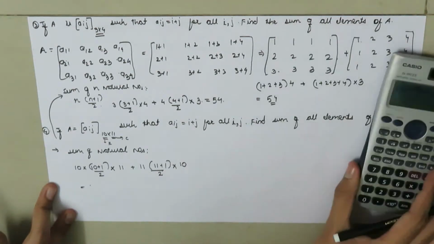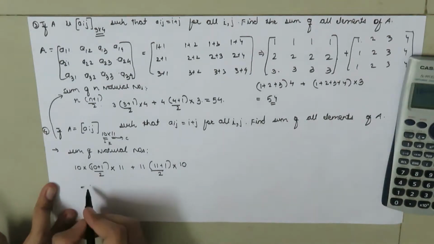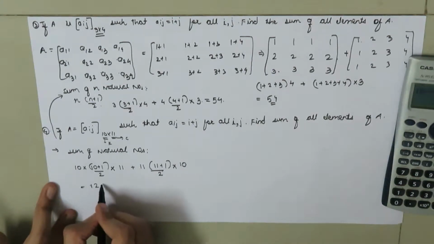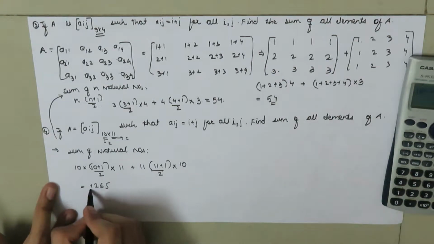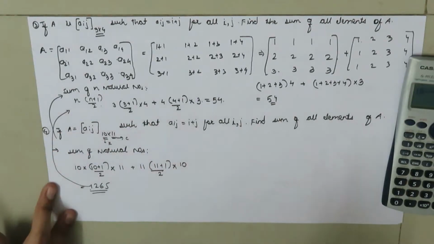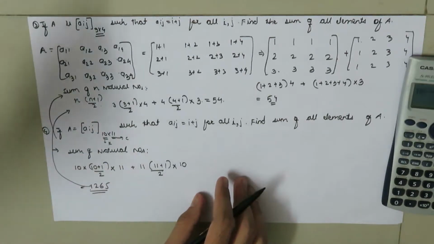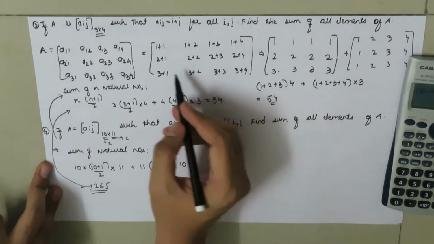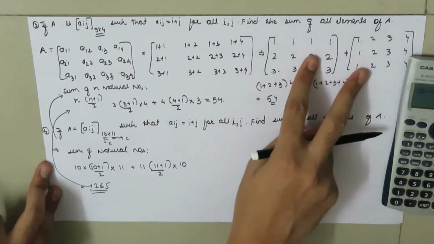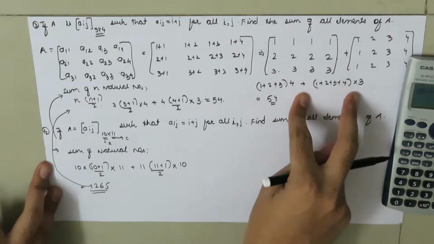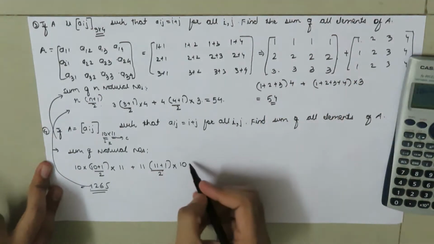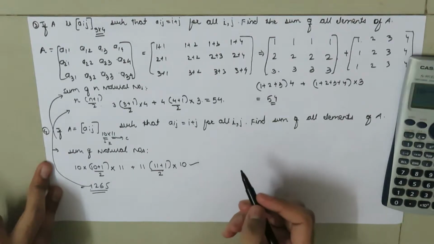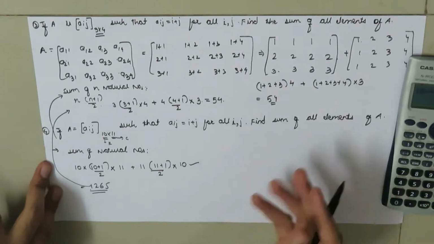So the sum of all elements of A is equal to 1265. If we calculate this value by the earlier process, it will take very long, because we need to split this matrix into two matrices and follow that process, which takes much time. So this is the shortcut method to find the sum of all the elements of any matrix A.